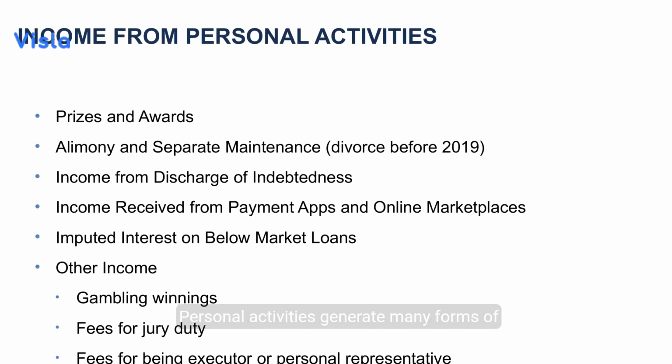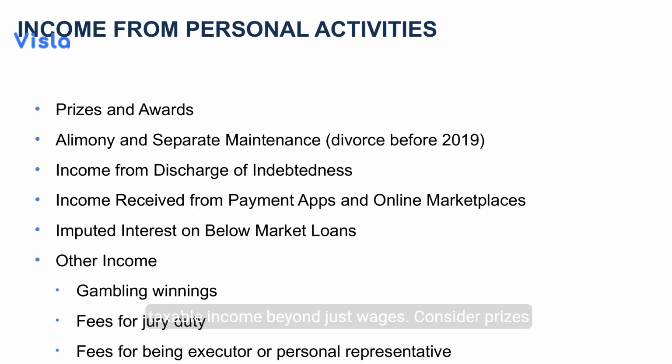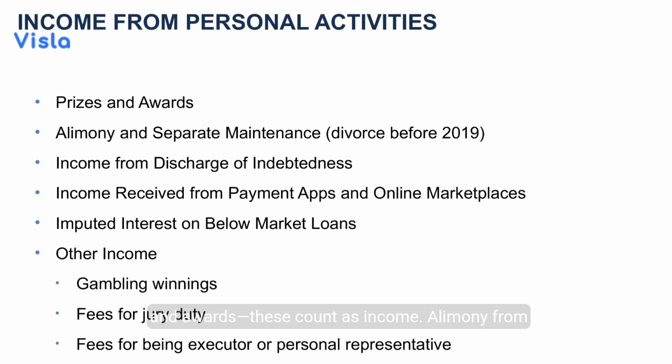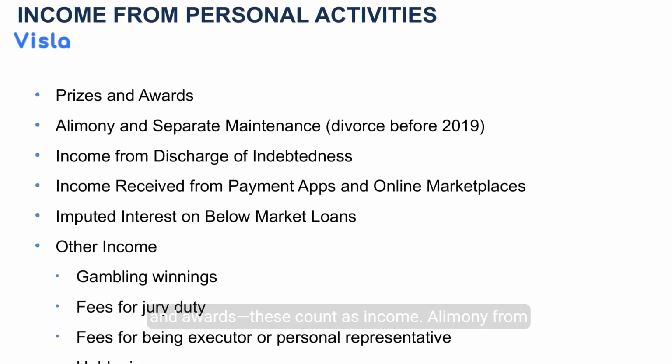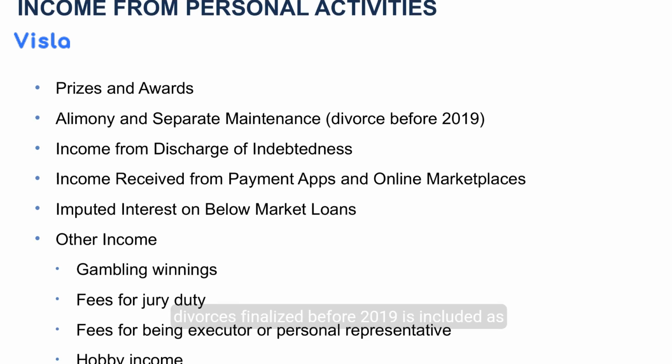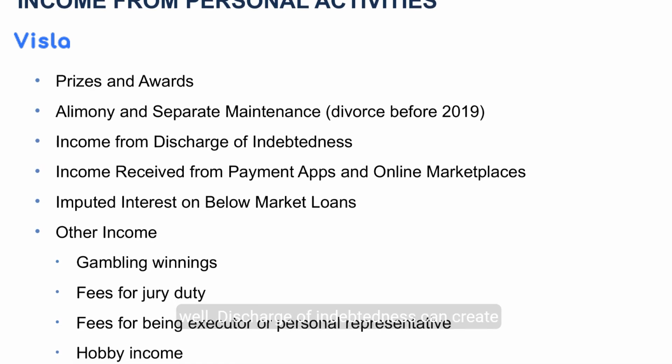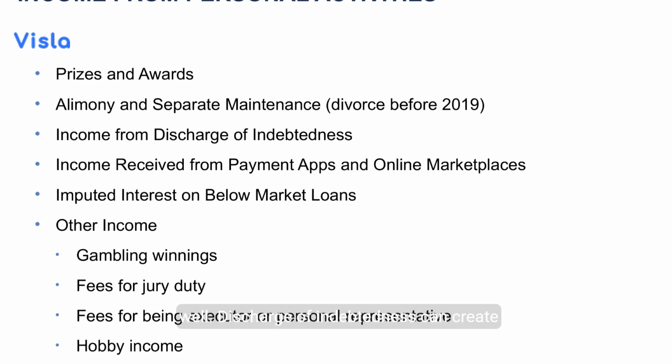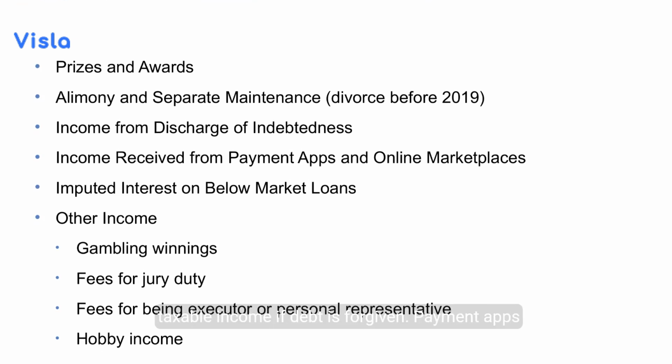Personal activities generate many forms of taxable income beyond just wages. Consider prizes and awards. These count as income. Alimony from divorces finalized before 2019 is included as well. Discharge of indebtedness can create taxable income if debt is forgiven.